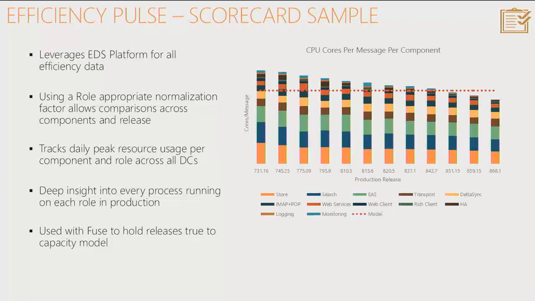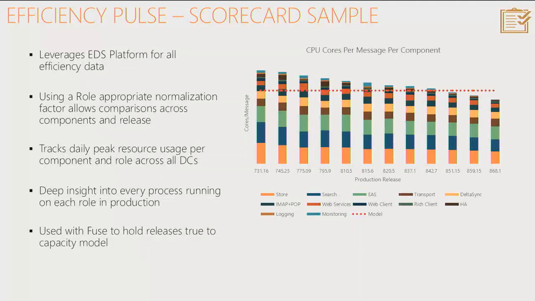This chart on the right is the trend over time, over builds, of our production mailbox. So how many cores per message we're using, and this is our model. You can see we were over our model, and we were slowly getting under our model over time. And then you can see the breakdowns for each group of processes. There's the store process, which is the most, then the search process, and then I have ES here.